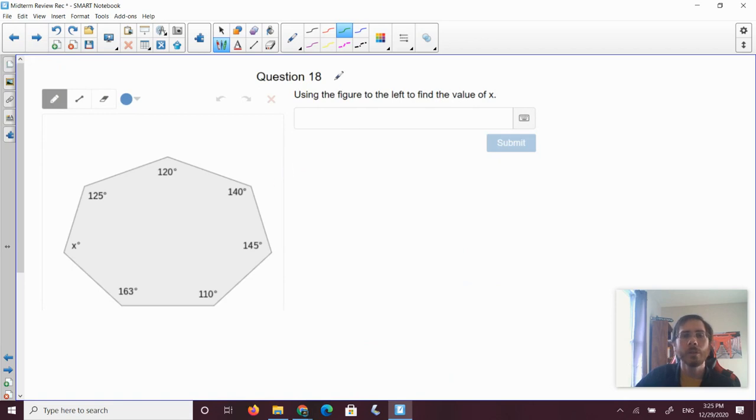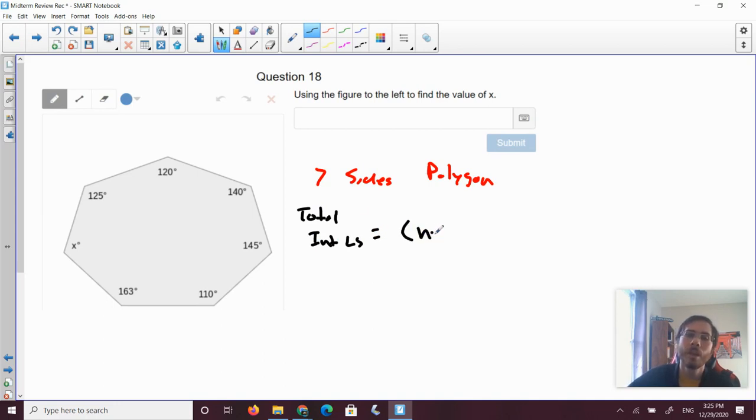All right, for number 18, it says use the figure on the left to find the value of x. So it looks like we've got a nice polygon. It looks like it's got 7 sides. So we know we have 7 sides. It's a polygon. So that means the total interior angles is going to follow our total interior angle formula, n minus 2 times 180.